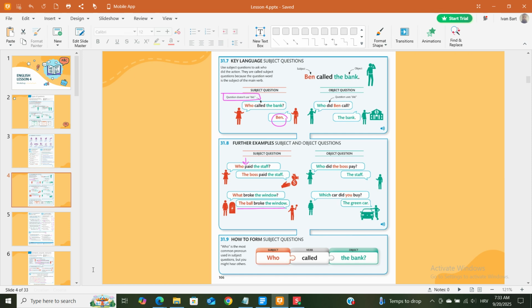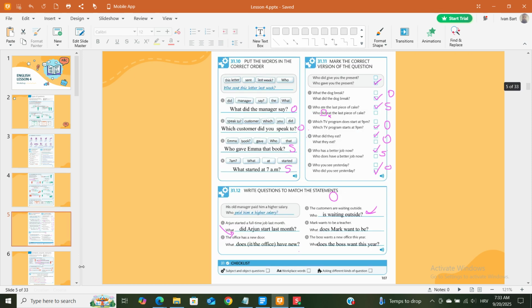31.10 Put the words in the correct order. Who sent this letter last week? What did the manager say? Which customer did you speak to? Who gave Emma that book? What started at 7 a.m.?